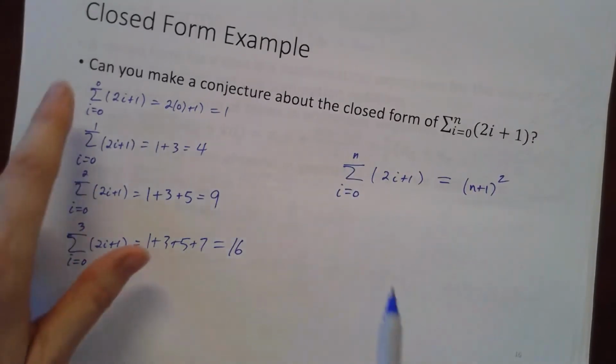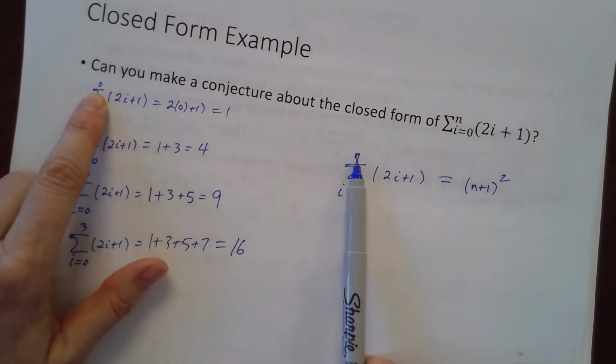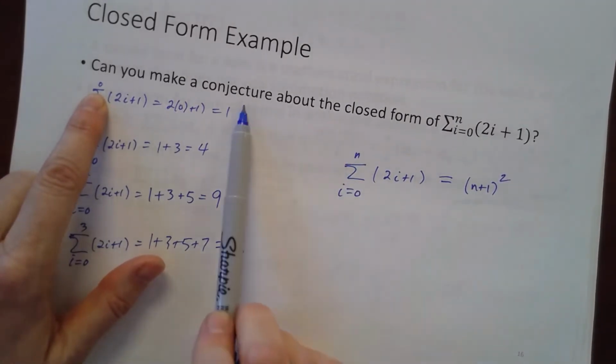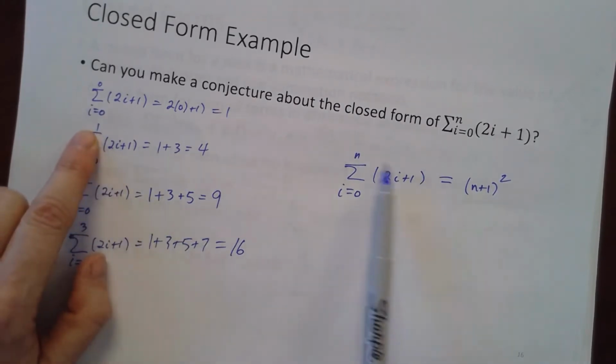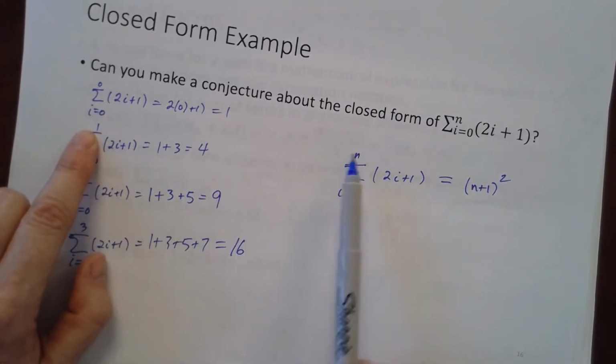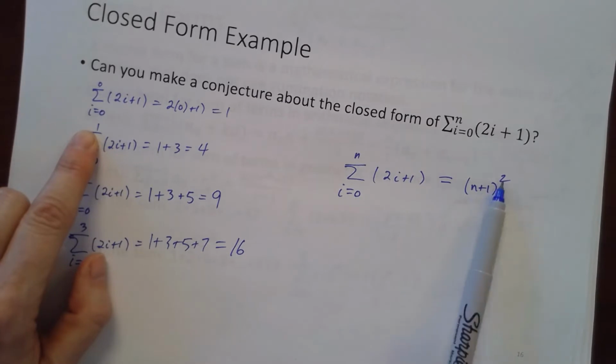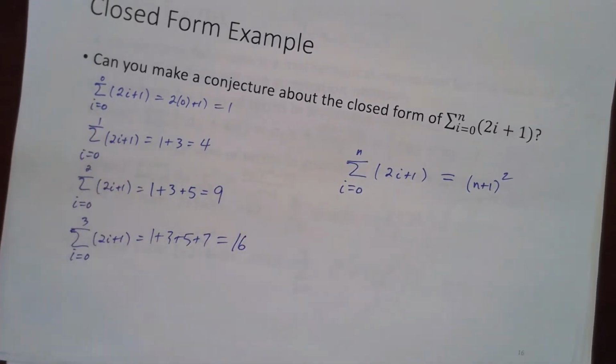So notice, if n was 0, 0 plus 1 squared is 1. It seems like that works. When n is 1, and we stop at 1 up here, 1 plus 1 is 2, 2 squared is 4. So it works for all of these.